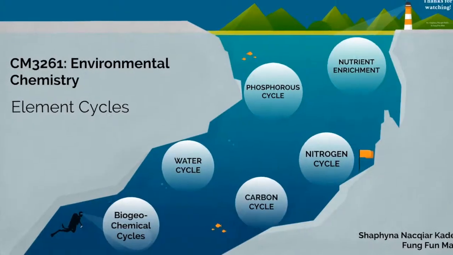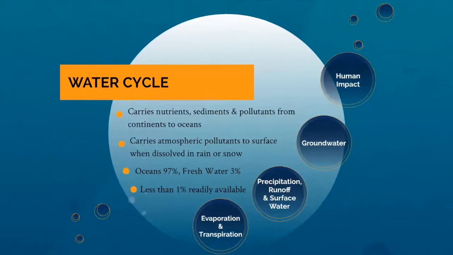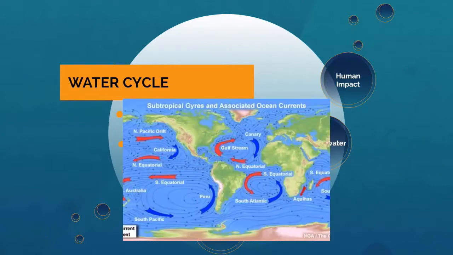Let's move on to the second part of the water cycle. Water carries nutrients, sediments, and pollutants from the continents to the oceans via surface runoff, streams, and rivers. These materials can be carried for thousands of miles on ocean currents. Now, water also carries atmospheric pollutants to the Earth's surface when they dissolve in falling rain or snow.